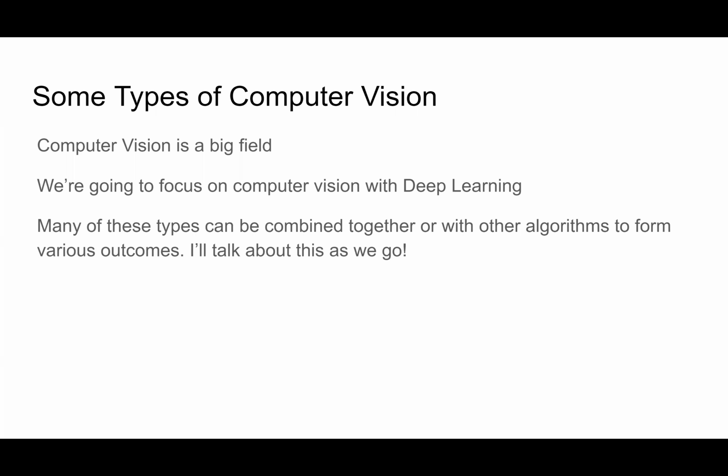So computer vision is a big field, and we're going to focus on computer vision with deep learning. Many of these types can also be combined together or used with another algorithm or several algorithms to form various outcomes. And I'll talk about this as we go.